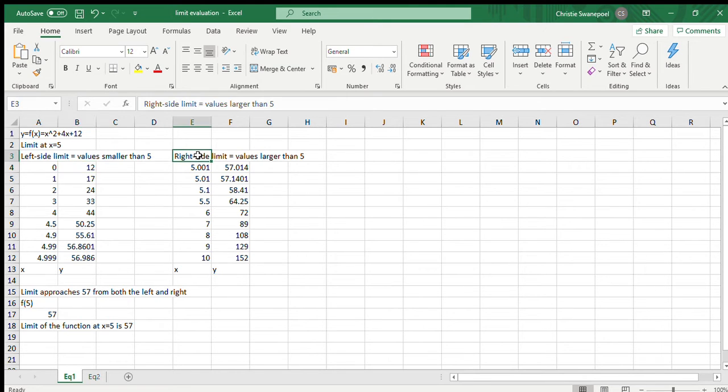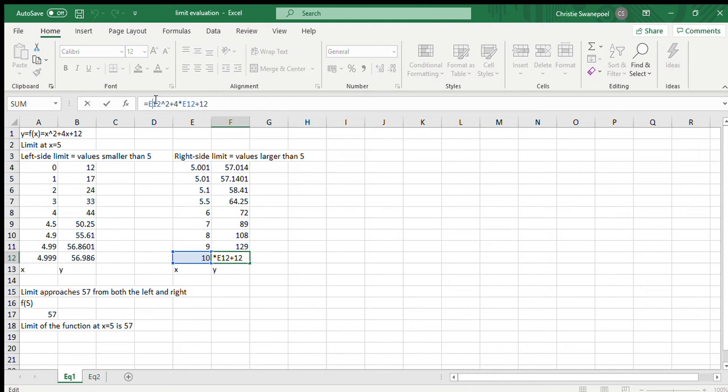We do the same from the right hand side. So we need values larger than 5. So 5.01, 5.1, 5.5 up to 10. And if we evaluate the corresponding y values, we get these values. So again, as you can see, it goes from 152 to 57.014. So again, the values get closer and closer to 57. So the right side limit is also equal to 57.